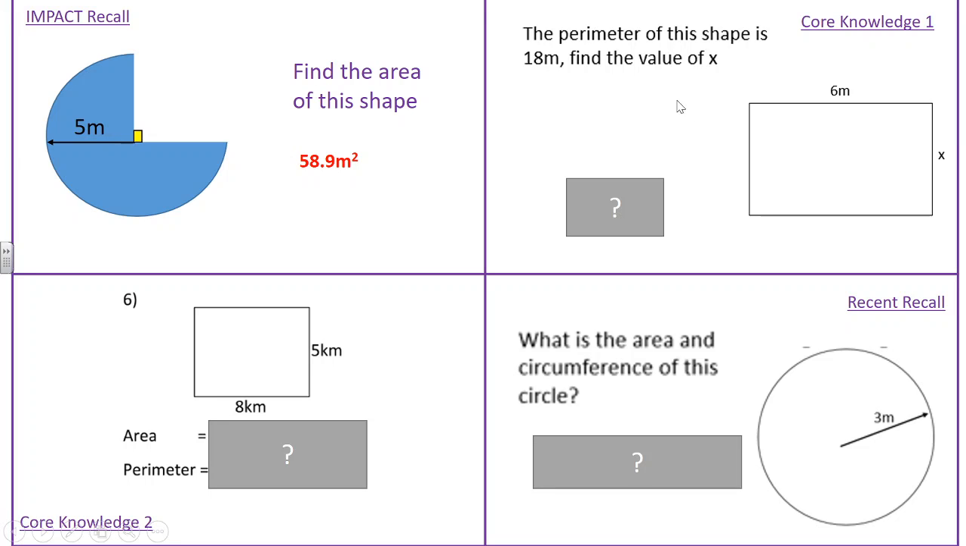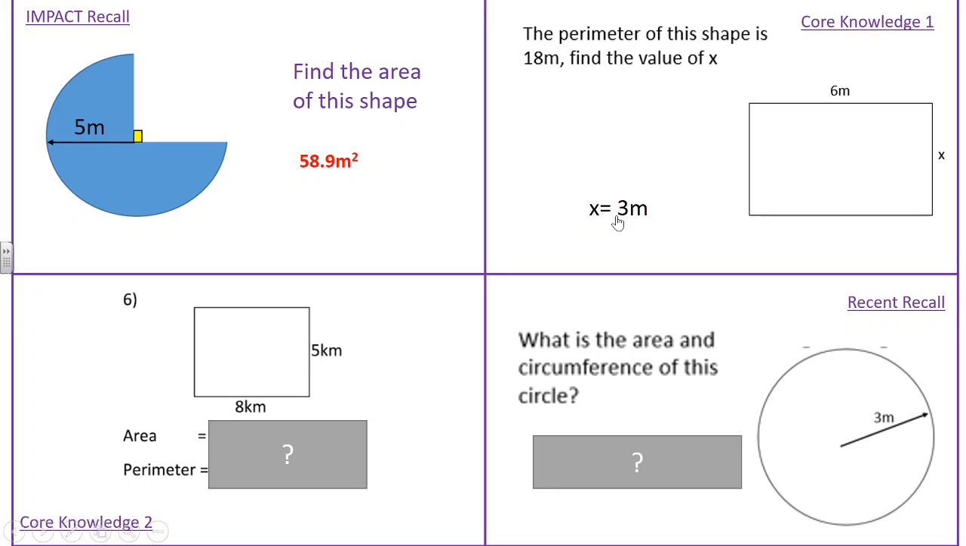This one over here, the perimeter is 18 metres, so we already know the perimeter and we need to work out x. So the top one is 6 metres, the bottom one would also be 6 metres, so that's used 12 metres of our 18 metres. So we've only got 6 left, and we have to share it equally between 2 sides, which means each one would be 3 metres.